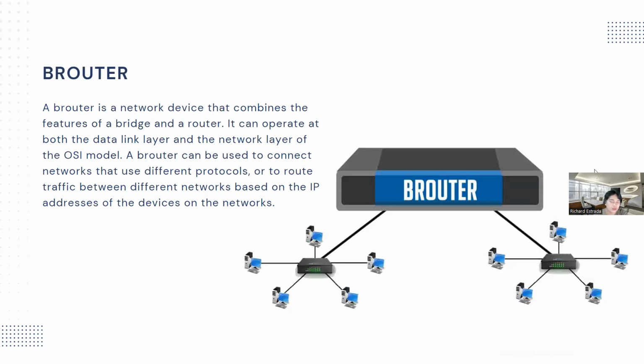And napod tayo ginatawag nga brouter. So aside sa router, naa pod tayo brouter. A brouter is a network device that combines the features of a bridge and a router. Gicombine niya ang bridge and then a router. It can operate at both the data link layer and network layer of the OSI model. A brouter can be used to connect networks that use different protocols or to route traffic between different networks based on the IP addresses of the devices on the networks. But right now, mas ginagamit gid si router other than the brouter. Okay? Si brouter, combination sa bridge and router ha, that's why brouter.